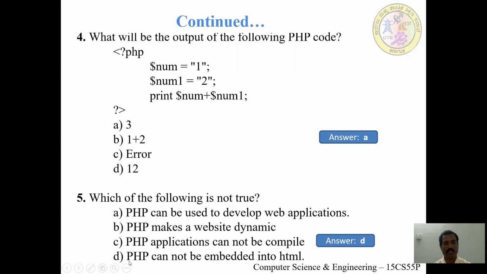Right. Option D is PHP cannot be embedded into HTML. So the right answer is option D, PHP cannot be embedded into HTML. Why? Because we can embed PHP into an HTML document. Okay, so this is the correct one, D.